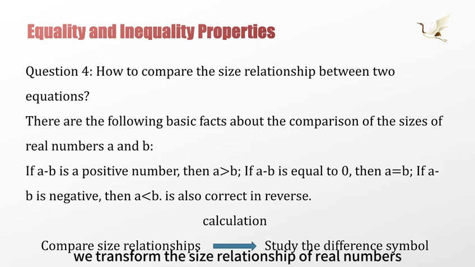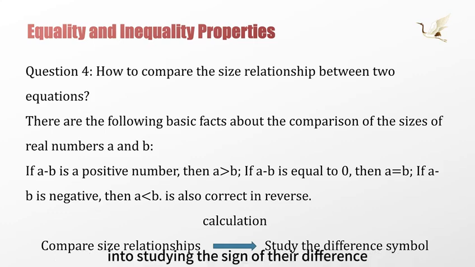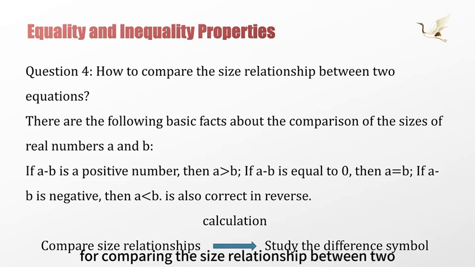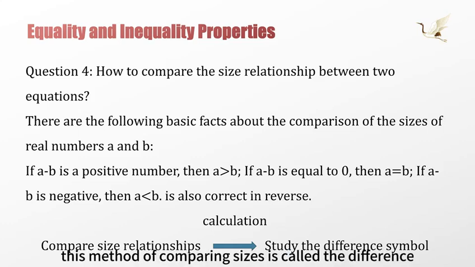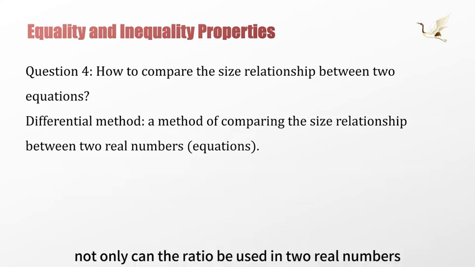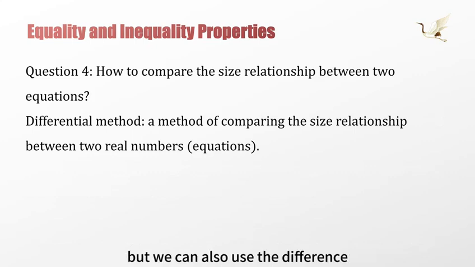We transform the size relationship of real numbers into studying the sign of their difference. Its essence is to involve operations in the process of size comparison, providing a tool for comparing the size relationship between two real numbers by studying the sign of their difference. This method of comparing sizes is called the difference method. Not only can it be used for two real numbers, but we can also use the difference method for comparing two expressions.